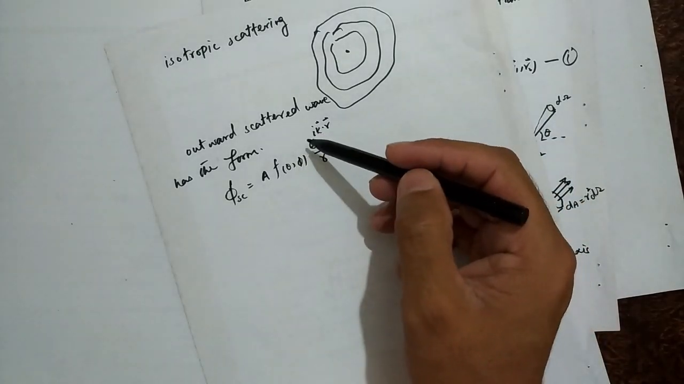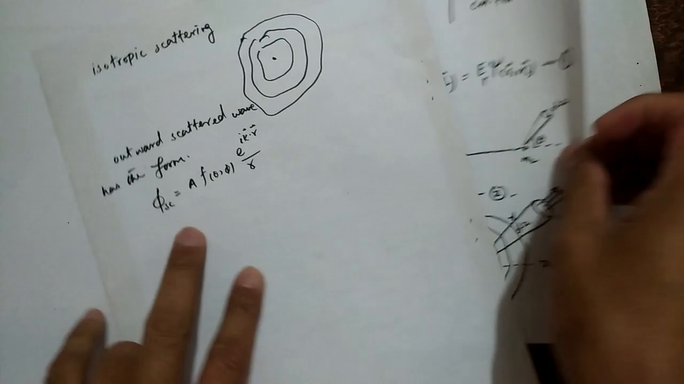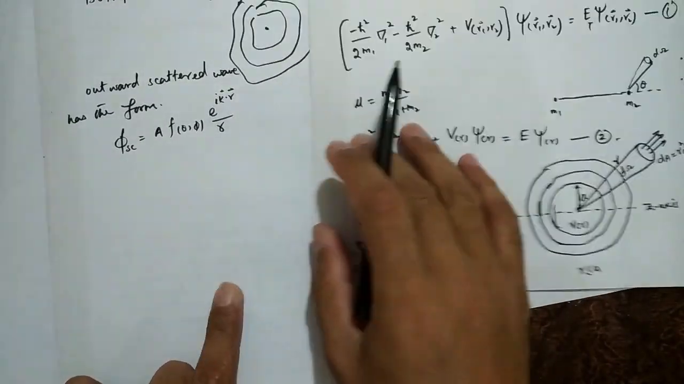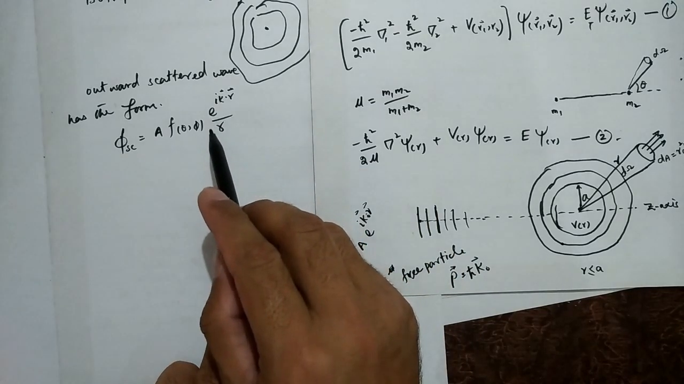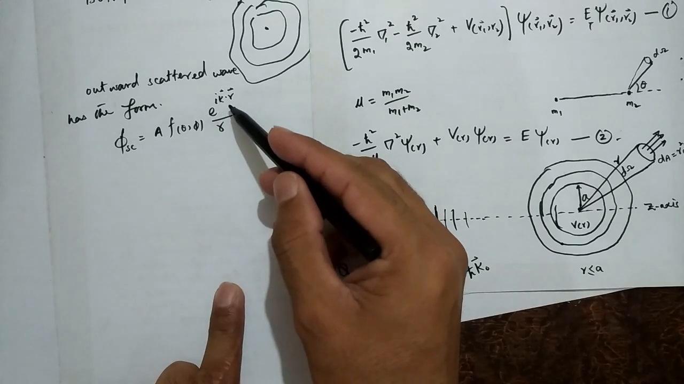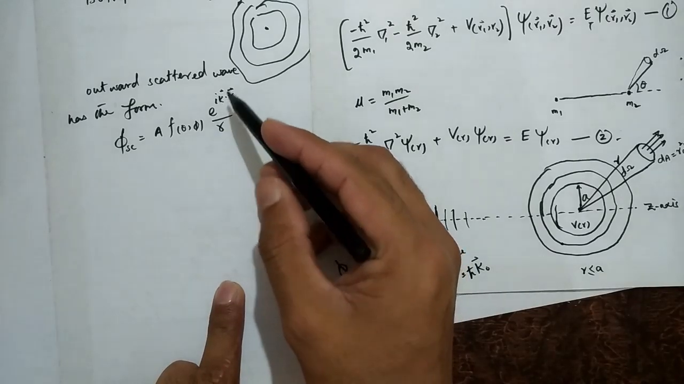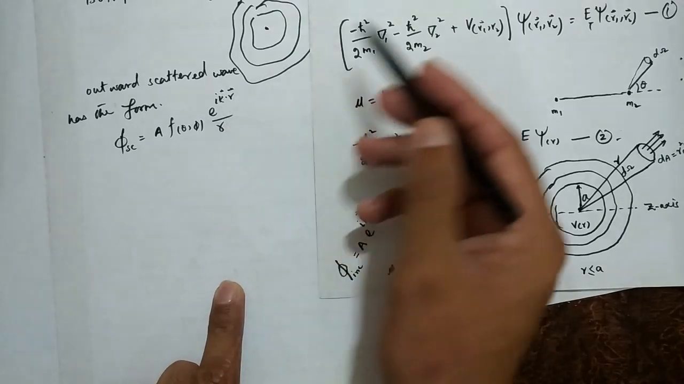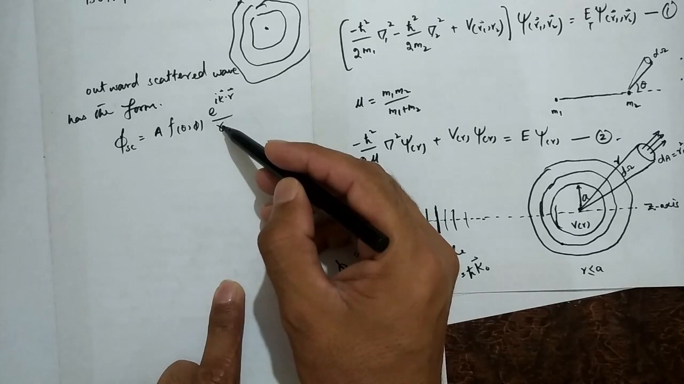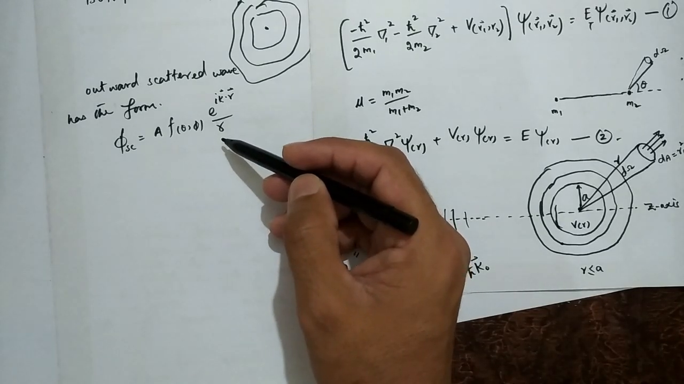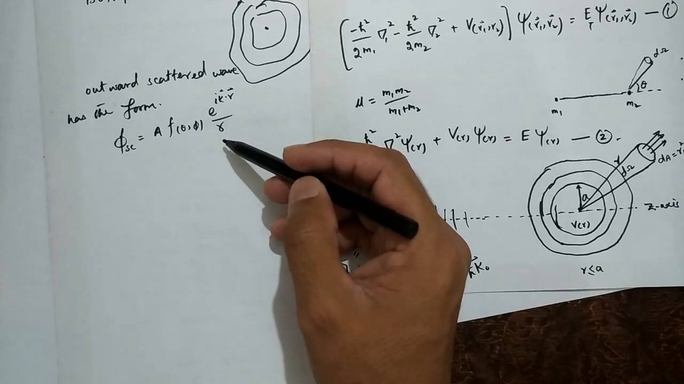So it has this incident plane wave. You see that here it was a plane wave, and here we see that the scattered wave is a spherical wave, and it has the form of e power i k r divided by r, and this k is the wave vector of the scattered wave after scattering, and it has r in the denominator. This is because of the normalization factor, that is normalized.